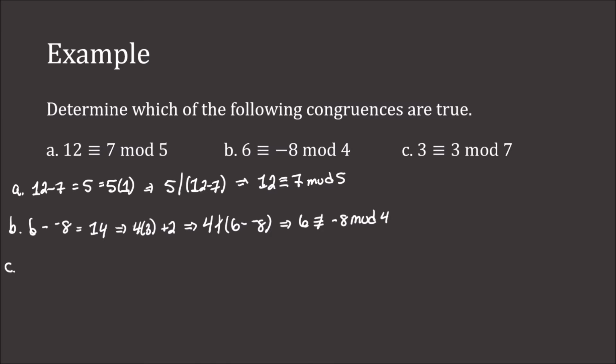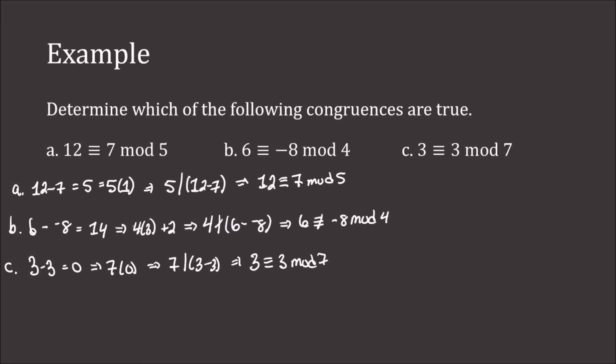And finally, is 3 congruent to 3 mod 7? 3 minus 3 is 0, and 0 can be written as 7 times 0, which means that 7 does indeed divide 3 minus 3, and so 3 is congruent to 3 mod 7.